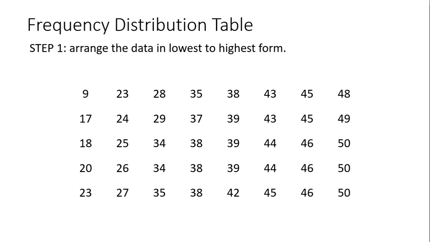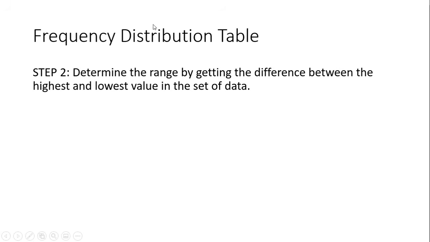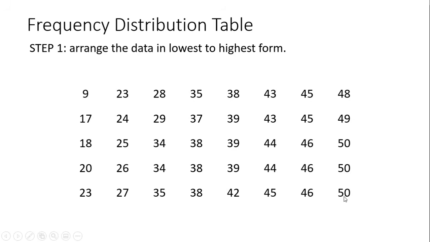And after arranging your data from lowest to highest, the second step, based from our previous slide, is for us to compute for the range. So how are we going to compute for the range? You need to have your highest and lowest values. So we have it here. We have our highest value, our lowest value. That's the reason why we have arranged our data from lowest to highest, for us to easily identify those two values that we'll be using to compute the range.